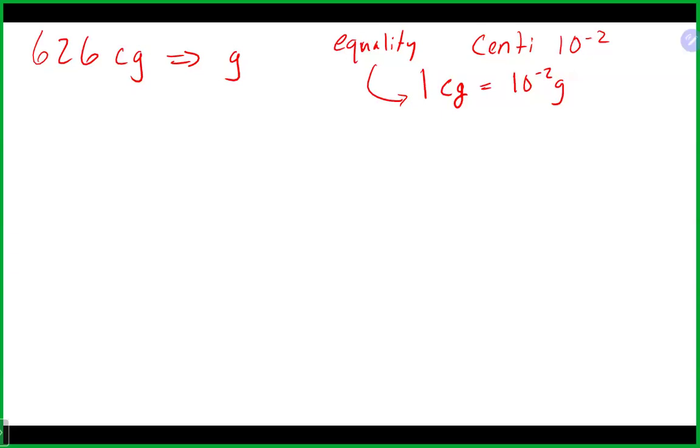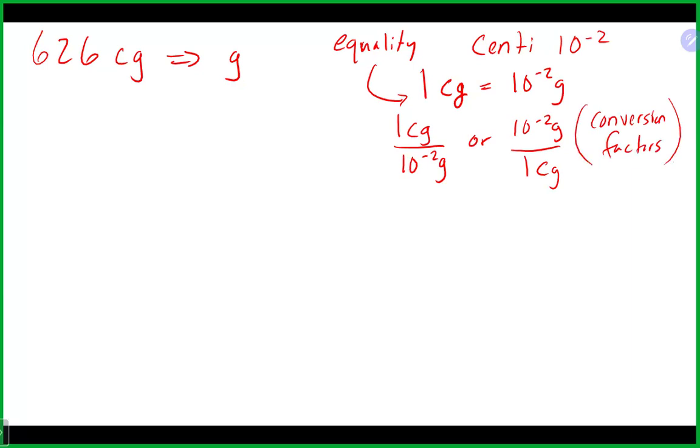And one of the things that we do with equalities is we can write conversion factors that allow us to solve for things. So we could get a conversion factor from this equality. And a conversion factor really is nothing more than just a fraction. We just make a fraction with those two values. So one conversion factor is you could put 1 centigram up on top and 10 to the minus 2 grams on the bottom. Or you could make another fraction, which is just the opposite of that. You could go 10 to the minus 2 grams up on top and 1 centigram on the bottom. And this will get you your conversion factors.